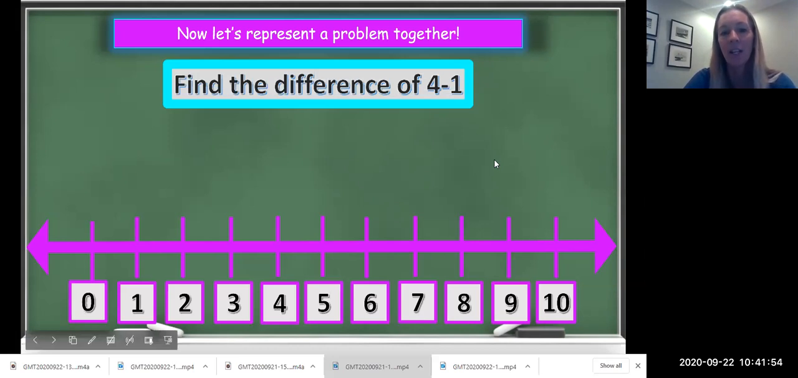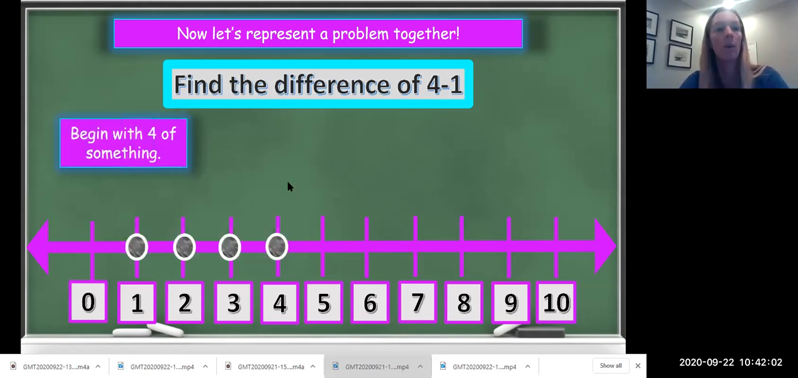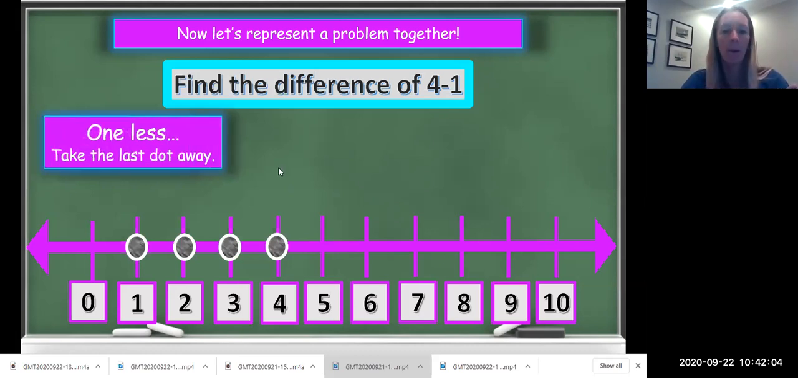All right, it looks like you guys did a fabulous job. You put your dot on 4, and then you went down, because you know that it was takeaways. We want to go to a smaller number, and you landed on 3. So proud of you guys.